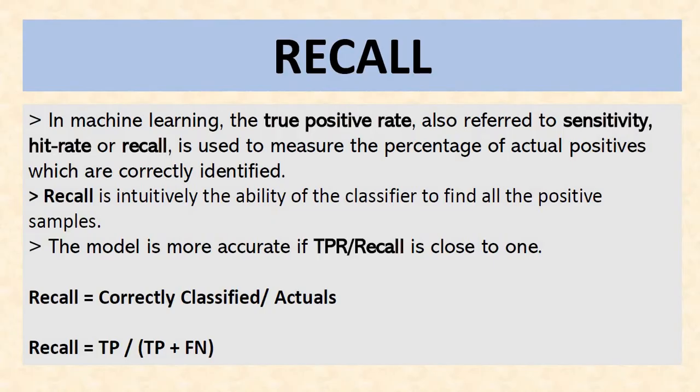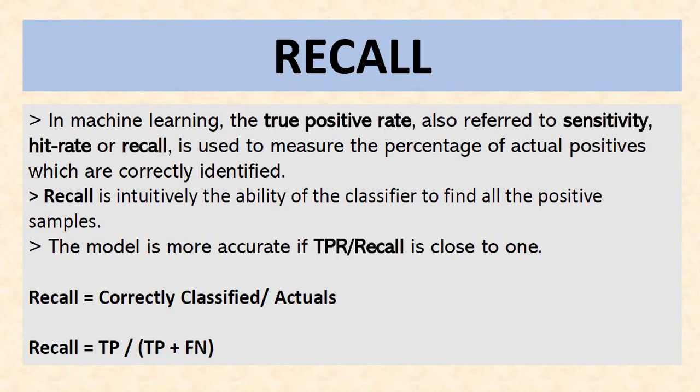Now what is recall? In machine learning, the true positive rate is also referred to as sensitivity, hit rate, or recall, and is used to measure the percentage of actual positives which are correctly identified. Recall is intuitively the ability of the classifier to find all the positive samples. The model is more accurate if the true positive rate or recall is close to 1. Again, recall can be expressed either way.